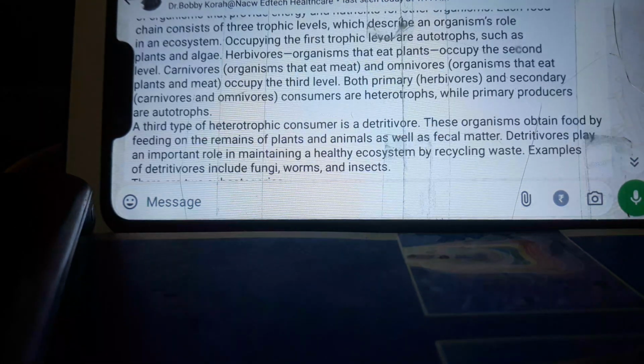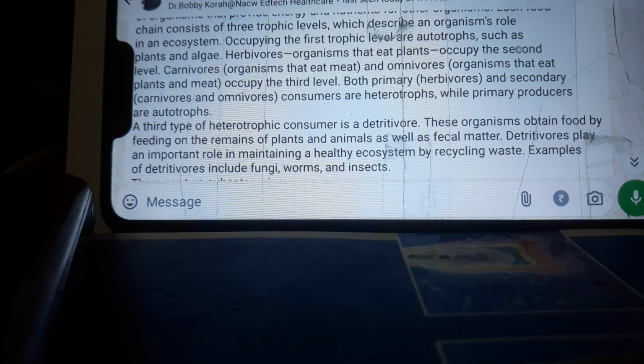organisms. Each food chain consists of three trophic levels, which describe an organism's role in an ecosystem. Occupying the first trophic level are autotrophs, such as plants and algae. Herbivores, organisms that eat plants, occupy the second level, and carnivores, organisms that eat meat, and omnivores, organisms that eat plants and meat, occupy the third level.